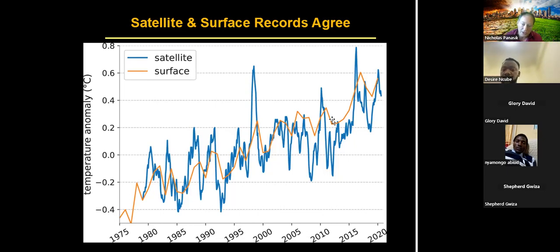Now, what do you think about the comparison between the satellite and the surface records? Do you see agreement? Do you see difference? What do you think? Do they track well?